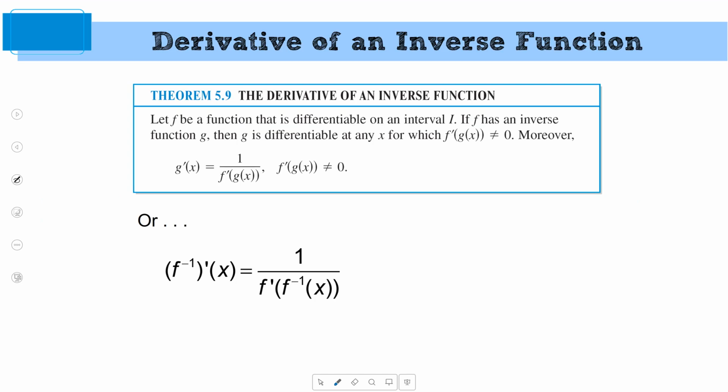There's the formula. If I want to know the derivative of the inverse of x, that's equal to 1 over f prime of f inverse of x. To be honest, I don't use this at all, therefore it makes no sense to me. I like my method better, and you'll see why in a second.